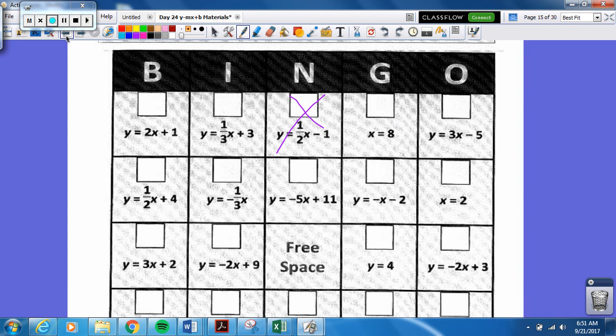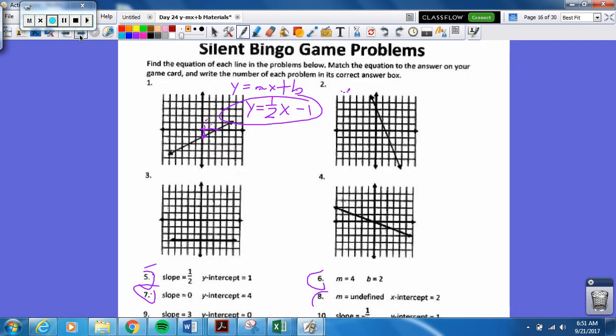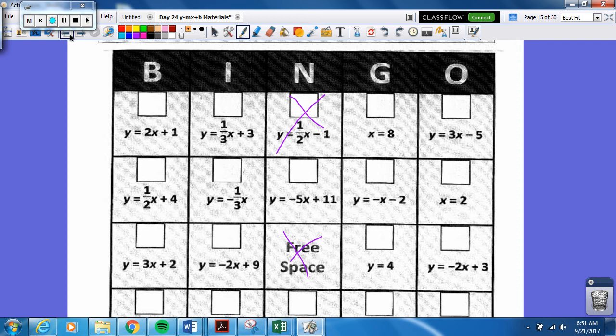Once you have bingo, oh, you get a free space here. Good. Once you have bingo, raise your hand. Okay? So you're working on all of these problems, and you're crossing out your answers until you get bingo. Good luck. Raise your hand if you have any questions. Keep crushing.